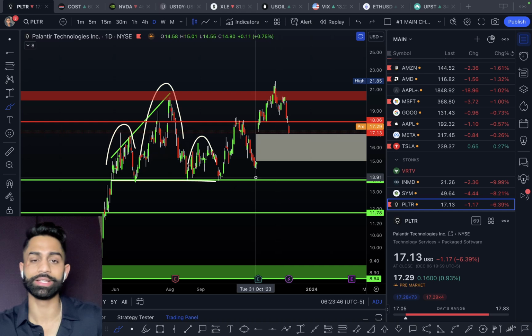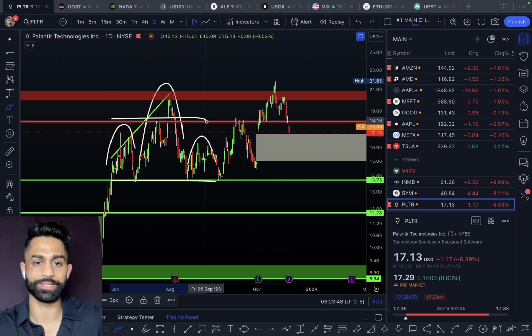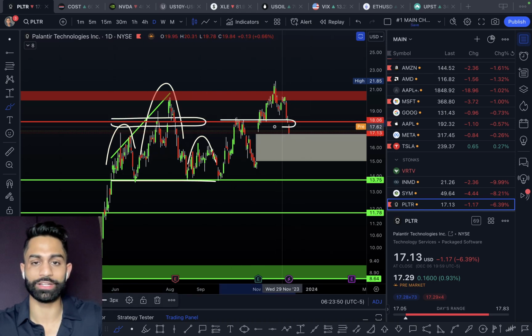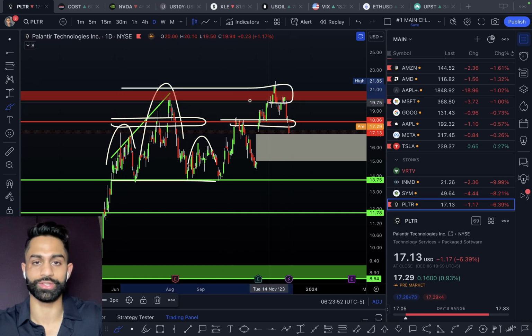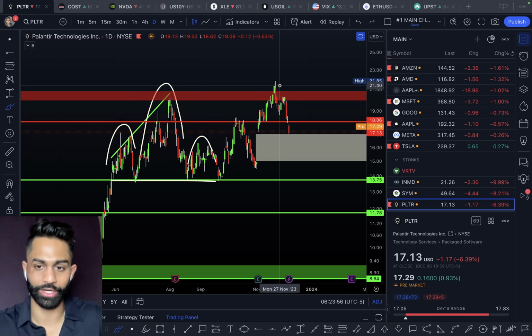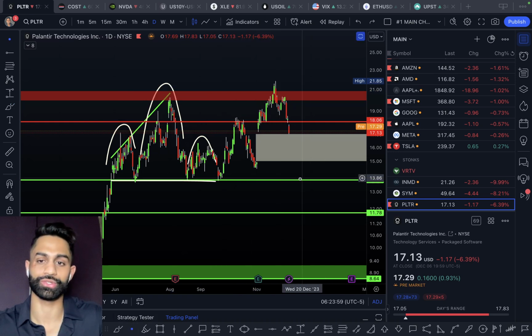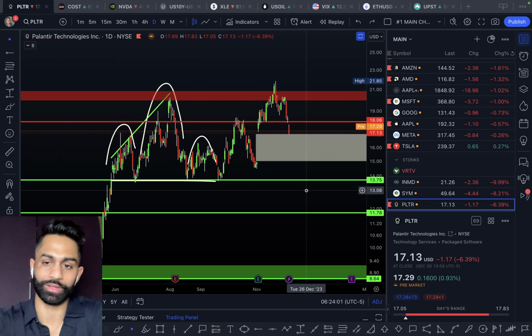It's up close to 1% on the day today. So very important resistance levels over here. It's going to be sitting roughly at $18 here. And of course, we've got another resistance all the way up here, sitting roughly at around $20 to $21 per share for Palantir. So support level is going to be sub $14 for the company.